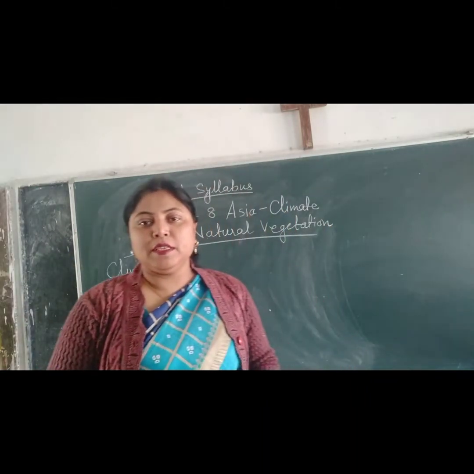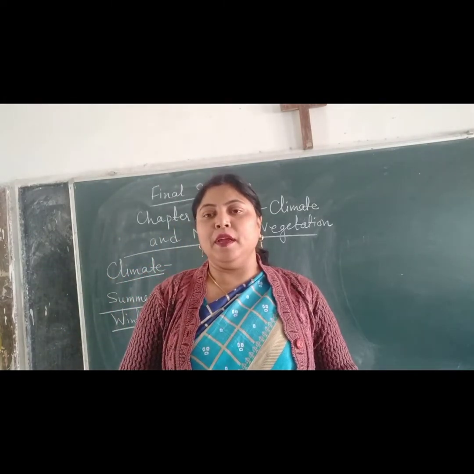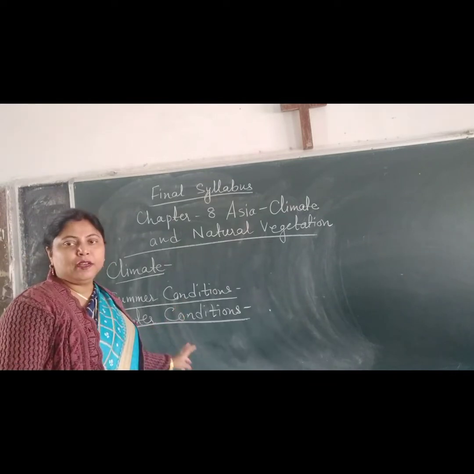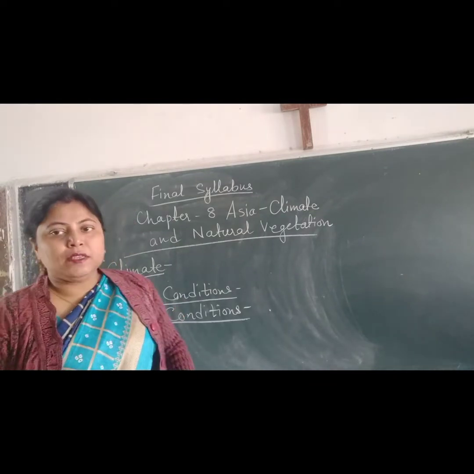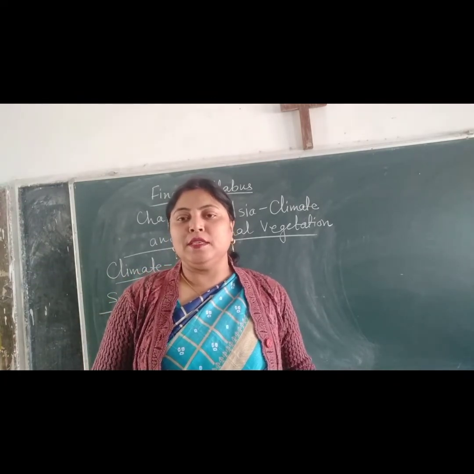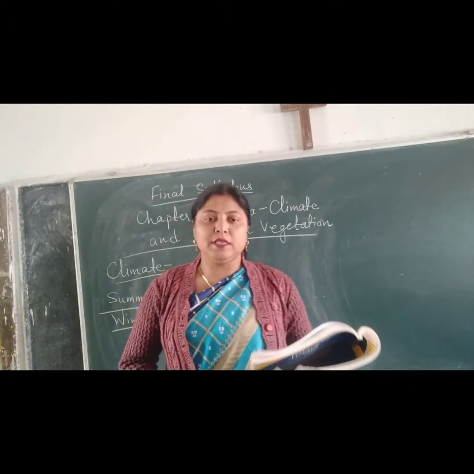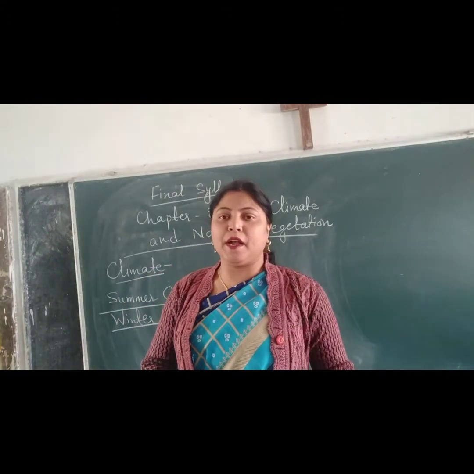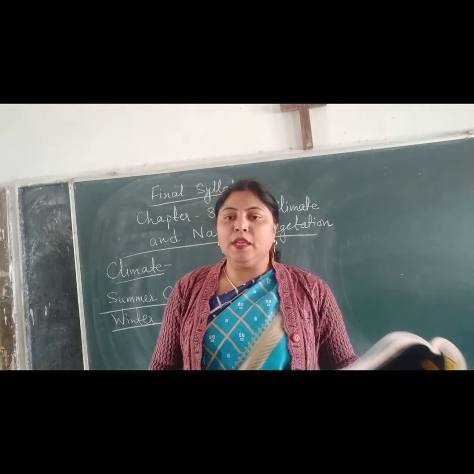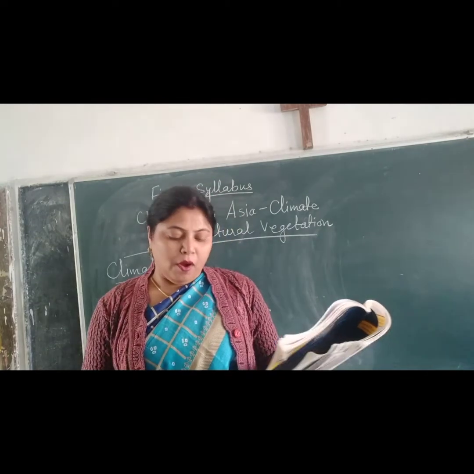Now children, I will discuss the conditions of the climate in Asia: summer conditions and winter conditions. First, summer conditions. What type of conditions are there in summer in Asia? From April to June, the sun's rays fall directly over the northern hemisphere. In June, it shines overhead at the Tropic of Cancer.